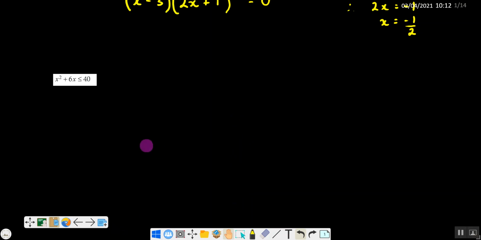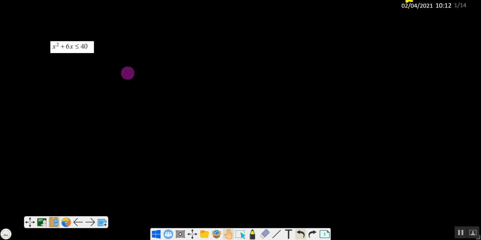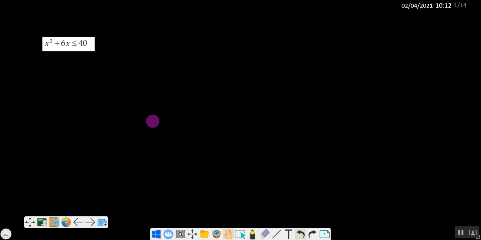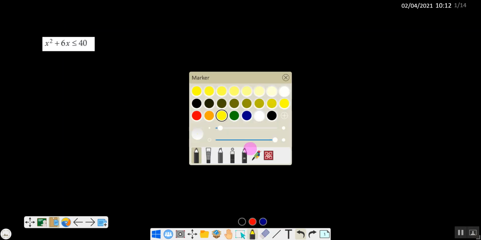Right, guys, so I picked one from practice 4. Let's look at solving this inequality. I don't know whether my video is going to allow me to write clearly or not.